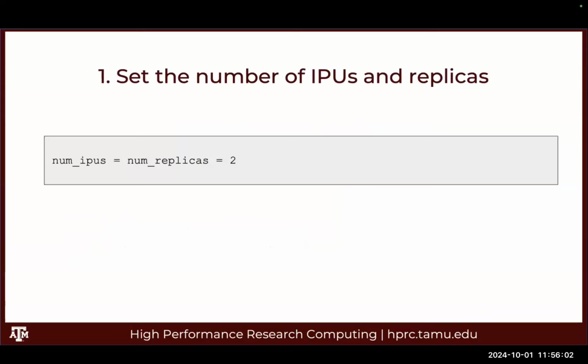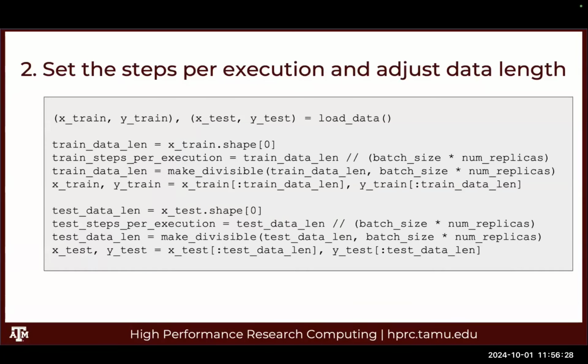So for the script we just changed, we need to add some other statements in the code as well. For example, we need to set the number of replicas equal to 2. For example, we want to use 2 IPUs. And also here, when we prepare the data, we also set another parameter called steps per execution. This means the number of batches processed in each execution. Here we set it to be the training data length divided by the batch size multiplied by the number of replicas.